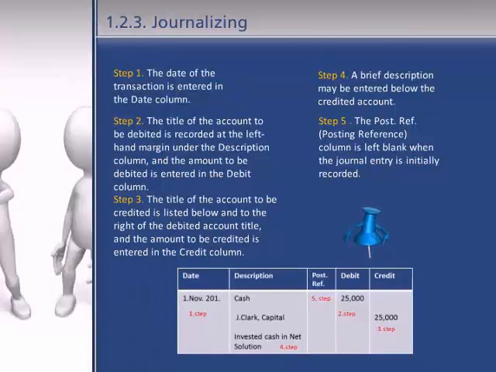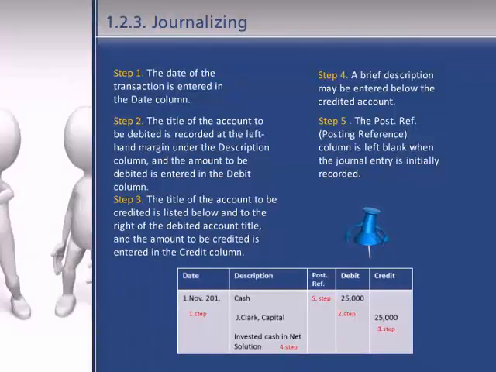Step 1. The date of the transaction is entered in the date column. Step 2. The title of the account to be debited is recorded at the left-hand margin under the description column, and the amount to be debited is entered in the debit column. Step 3. The title of the account to be credited is listed below and to the right of the debited account title, and the amount to be credited is entered in the credit column. Step 4. A brief description may be entered below the credited account.